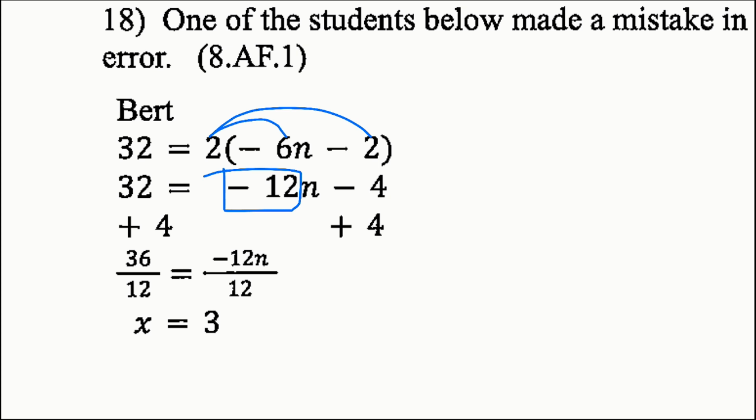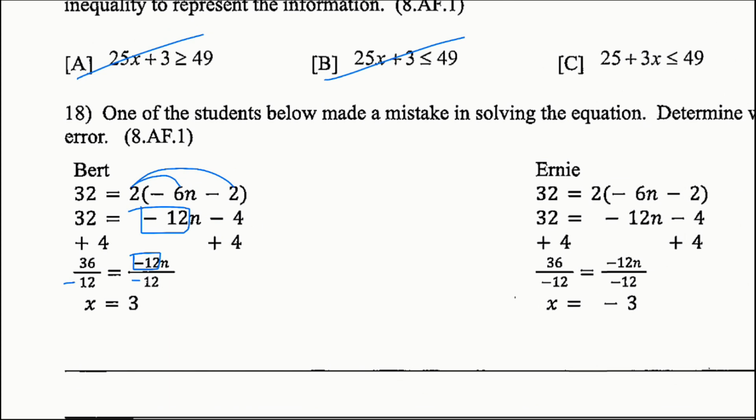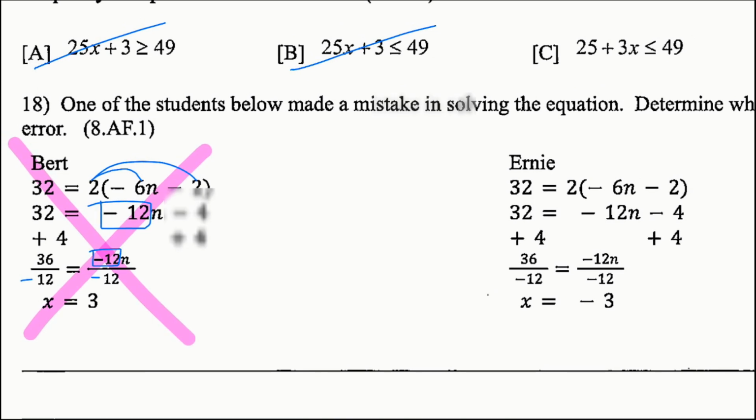-12 is the coefficient, and we have to divide by -12. So these really need to be -12. So old Bert is incorrect. Let's see what it should have looked like over here on Ernie's side. So they start off with the same thing. 2 times -6 gets you a -12. 2 times -2 gets you a -4.